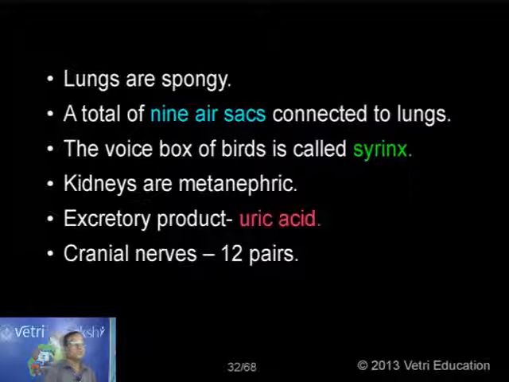Now, the lungs are spongy. Even the air sacs are formed embedded in the bones. As a general rule, in order to supply more oxygen, as the animal is flying, it needs more oxygen, which is supplied by 9 air sacs connected to the lungs. On either side we have 4, and 1 in the middle. Altogether, there are 9 air sacs connected to the lungs, providing more oxygen to release energy as the animal is flying for a long duration.